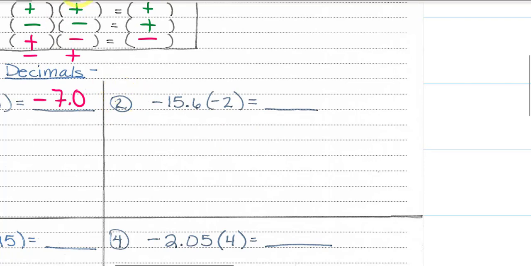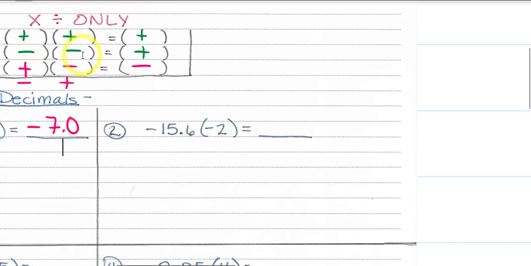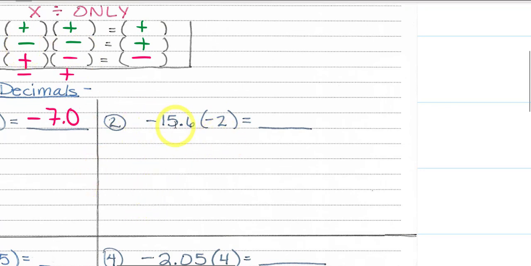Okay, so now that you've paused it, hopefully you've done it this way. So the first thing you're going to look at is determine whether your answer is going to be positive or negative. So if you look here, I have two numbers that I'm multiplying and they're both negative. So that's just like the middle situation here. My answer is going to be positive. And so now all we have to concentrate on is the actual multiplication. 15 6/10 multiplied by 2.